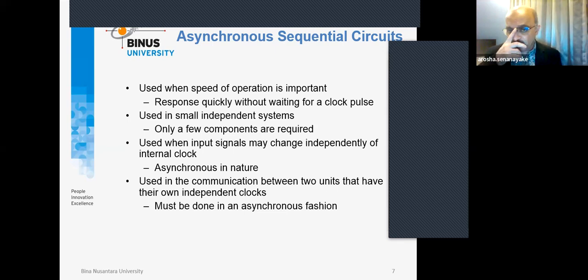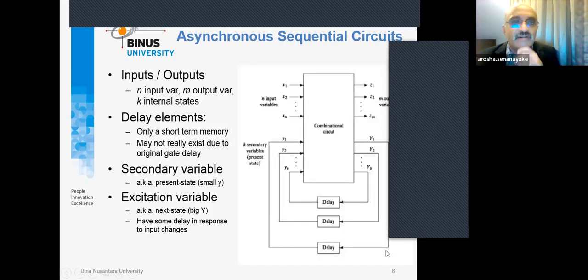Of course, it is also used when input signals may change independently of an internal clock. That is why it is asynchronous in nature. I was also telling you just before that when we have two units with their own independent clocks, it automatically works in an asynchronous fashion, because there are two different clocks. A simple example is one with 1 megahertz and the other with 2 megahertz.